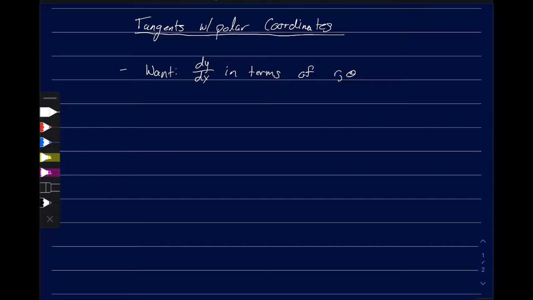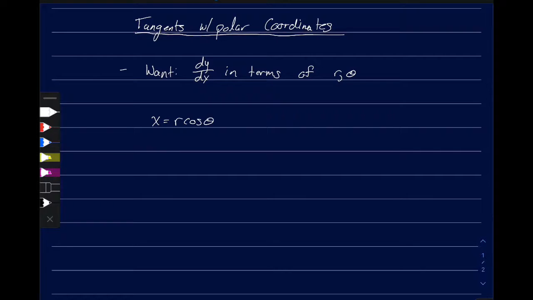Hi, in this video we're going to be continuing our discussion about polar coordinates by looking at tangent lines of graphs or functions given in polar coordinates. So we want to find dy/dx in terms of r, theta, and maybe r prime of theta. So let's start by using what we know.